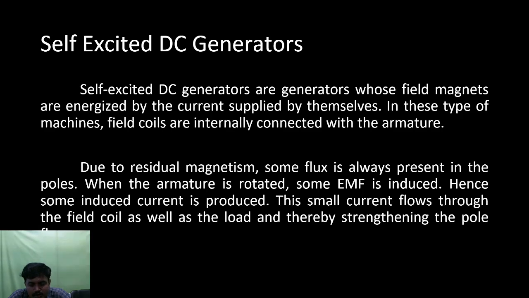So due to the residual magnetism, some flux is always present in the poles. When the armature is rotated, some EMF is induced, hence some induced current is produced. This small current flows through the field coil as well as the load, thereby strengthening the pole flux that was already set.